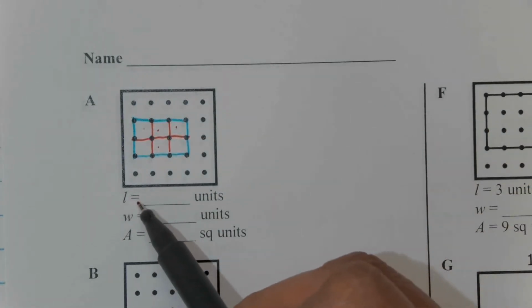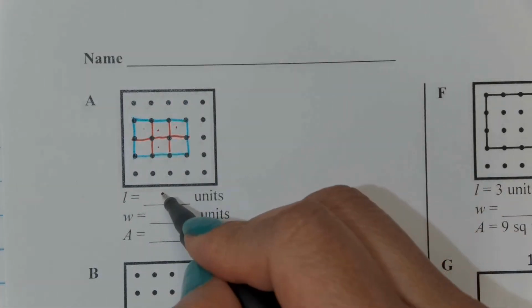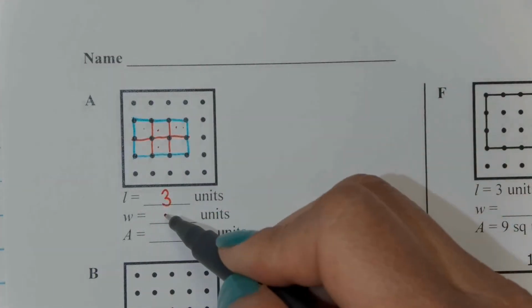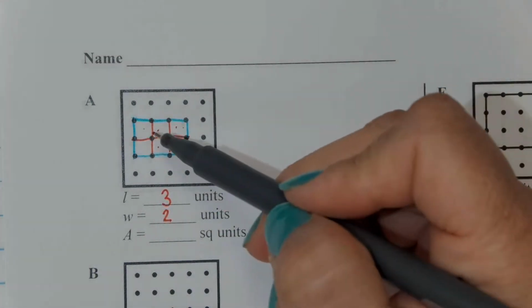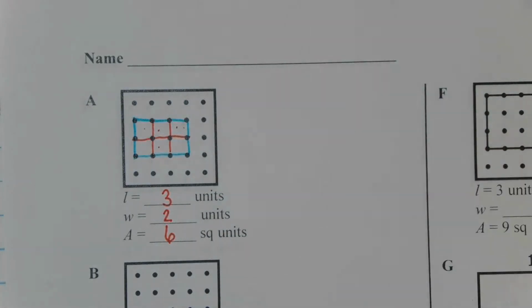We can also write our length. Our length is 1, 2, 3 units. My width is 2 units. And then my area is 1, 2, 3, 4, 5, 6. My area equals 6 square units.